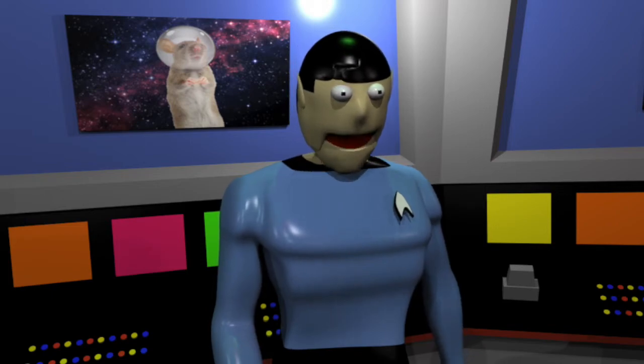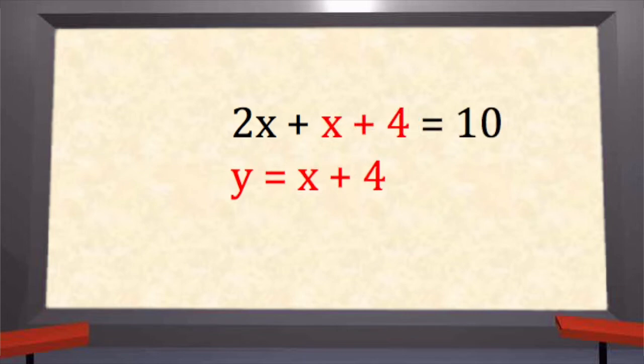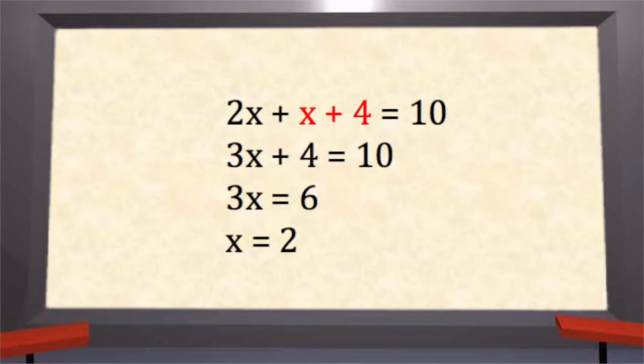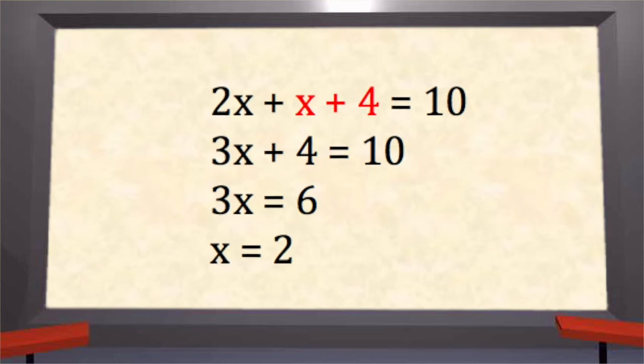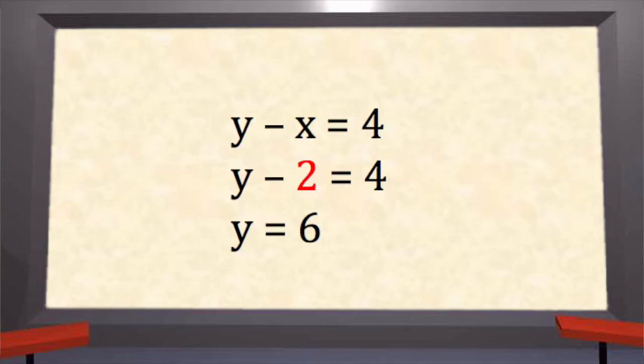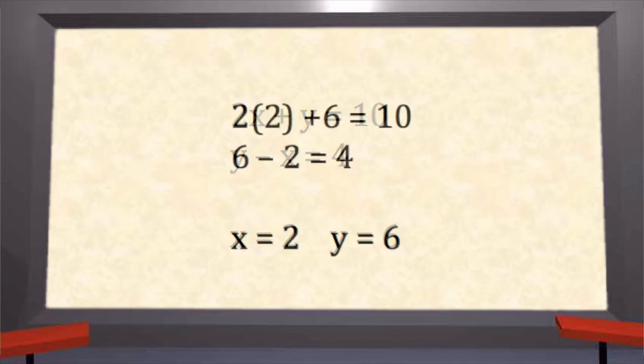How does that help? We can now replace the y in our top equation with x plus 4. And now we can use the top equation to solve for x. Now that we know that x equals 2, we can put 2 back into one of our original equations to solve for y. So now we know that x equals 2 and y equals 6. You can even plug those answers back into your original system of equations to prove that they work.